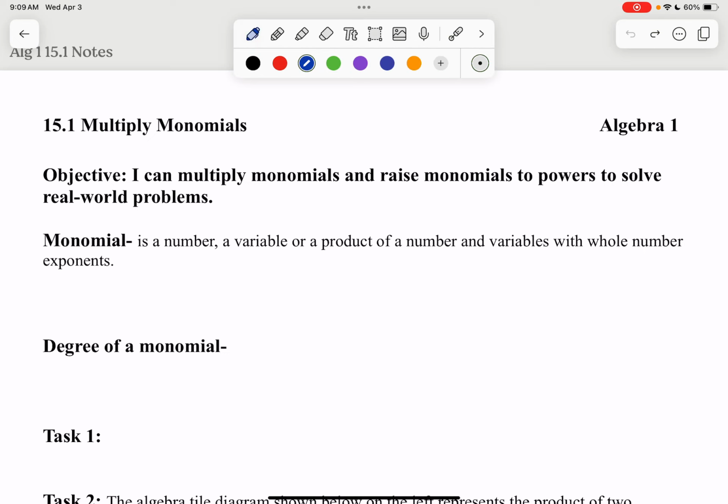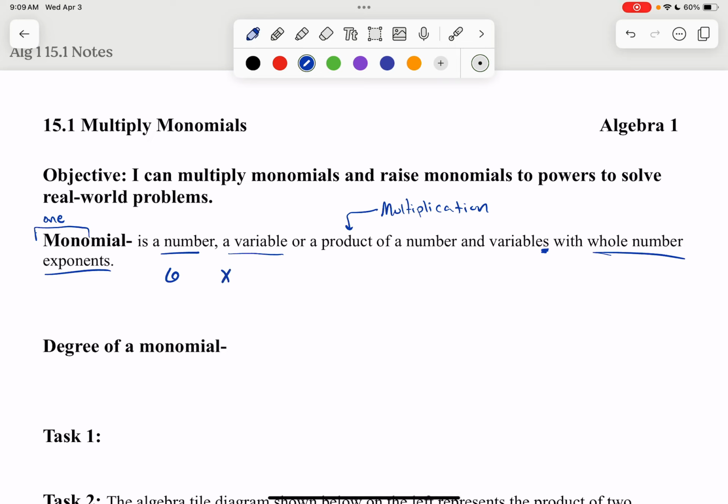What is a monomial? Mono is Latin for one. So we have one meal, whatever that means. A monomial is a number, a variable, or the product, which is the multiplication of a number, and variables could be more than one, with whole number exponents, meaning you're only multiplying numbers and one or more variables. For example, 6 would be a monomial because it's just a number.